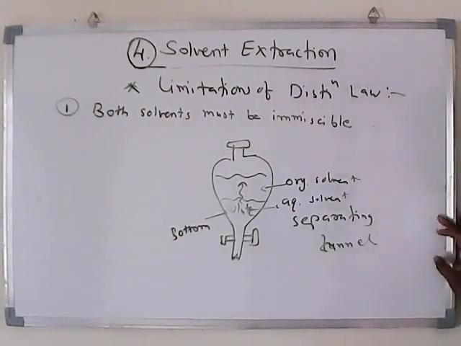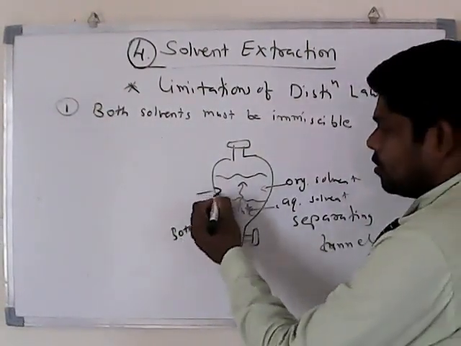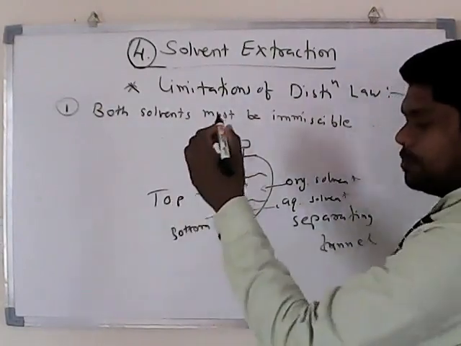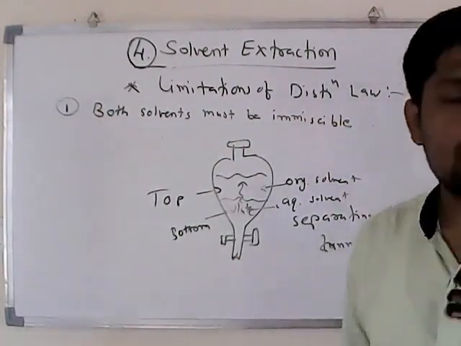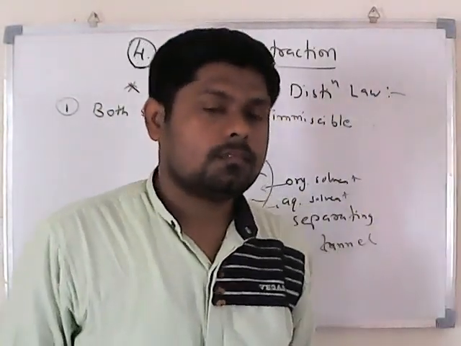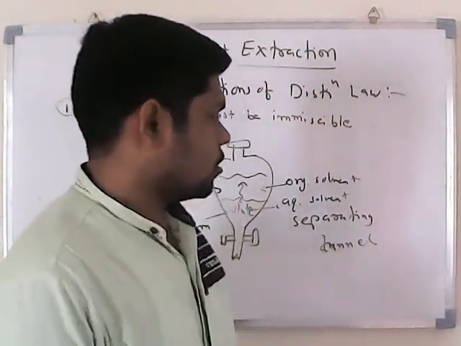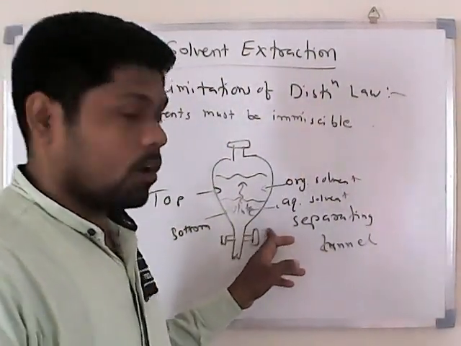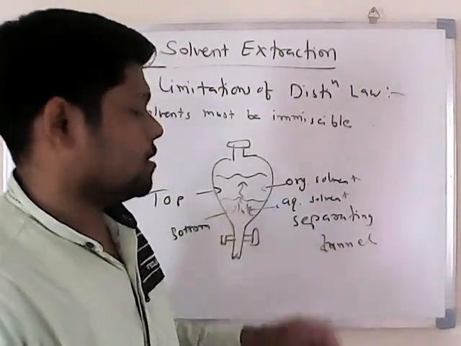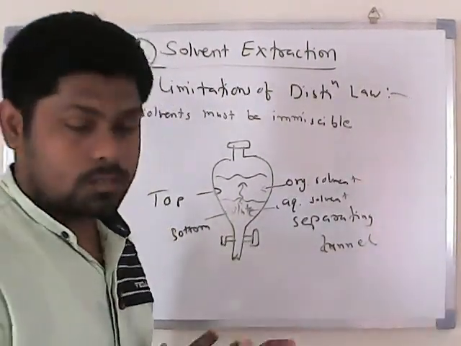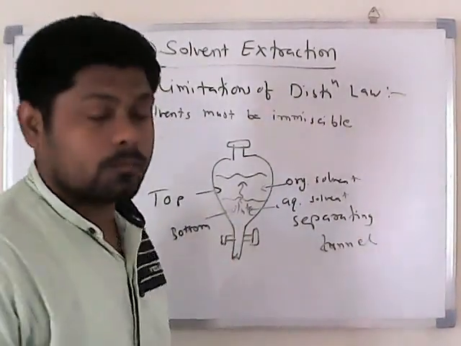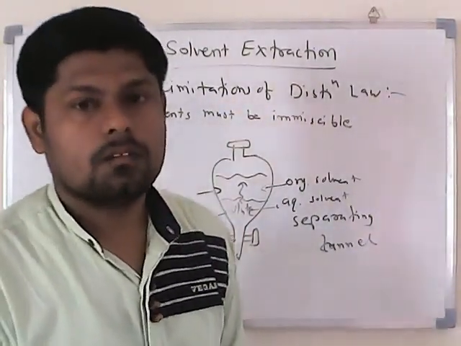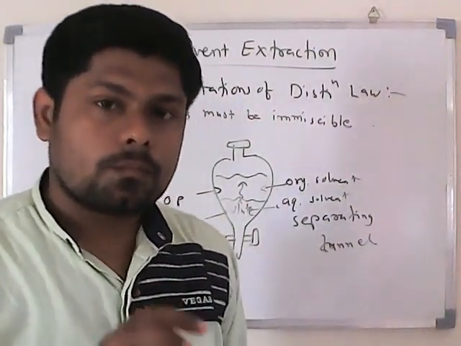Okay, and the organic solvent is at top. So the question is, what is the reason behind it? The organic solvent is present at the bottom and the aqueous solvent can be present at the top. That is possible. The reverse of that is possible. Yes, it is possible. So what is the basic principle behind that?